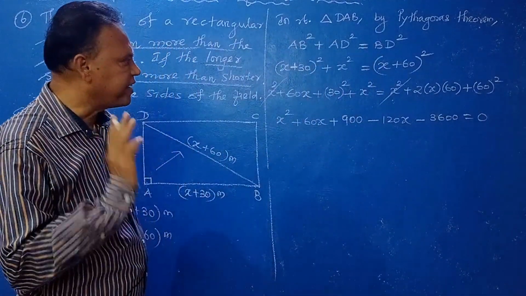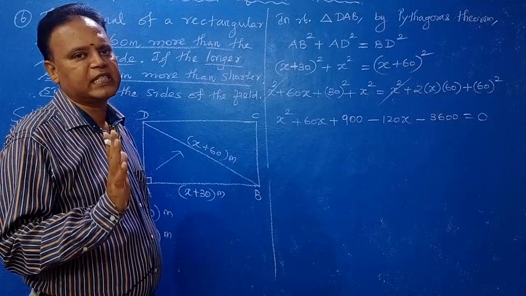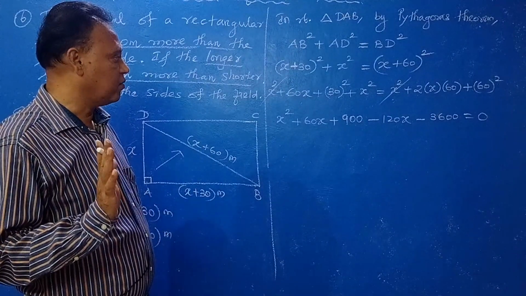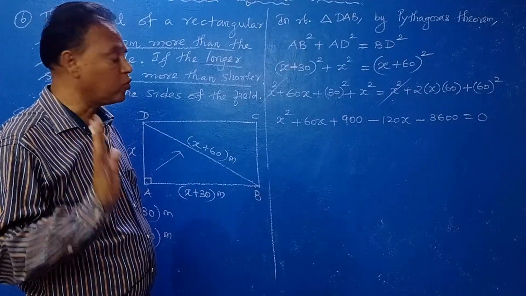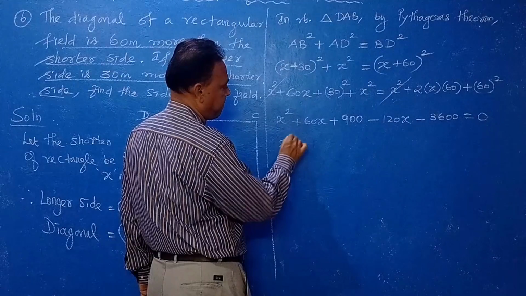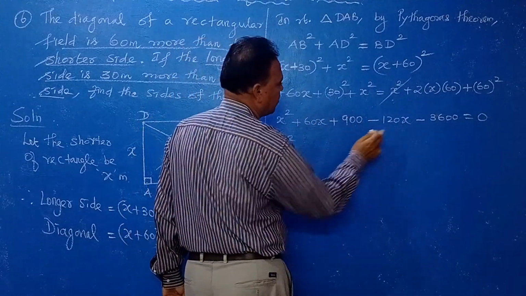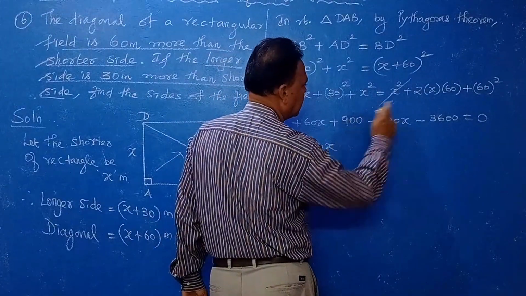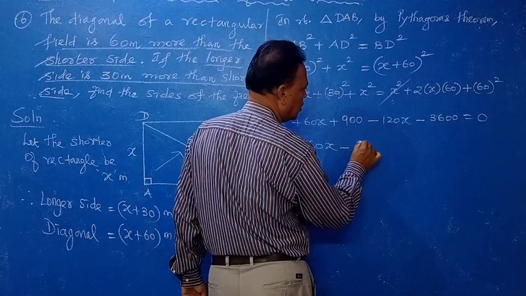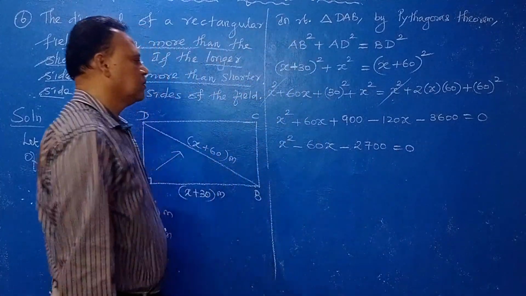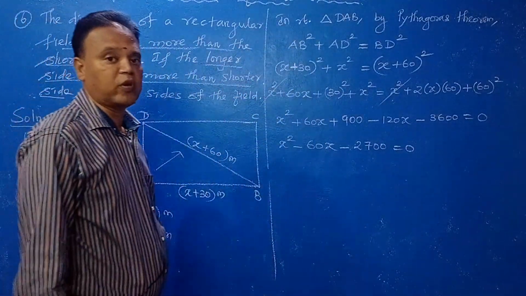Okay, so simplification is very, very important. Simplification without mistakes you have to do. Since you are 10th class students, you have to do simplification correctly. x squared plus 60x minus 120x is minus 60x, and 900 minus 3600, that is minus 2700, equal to 0.